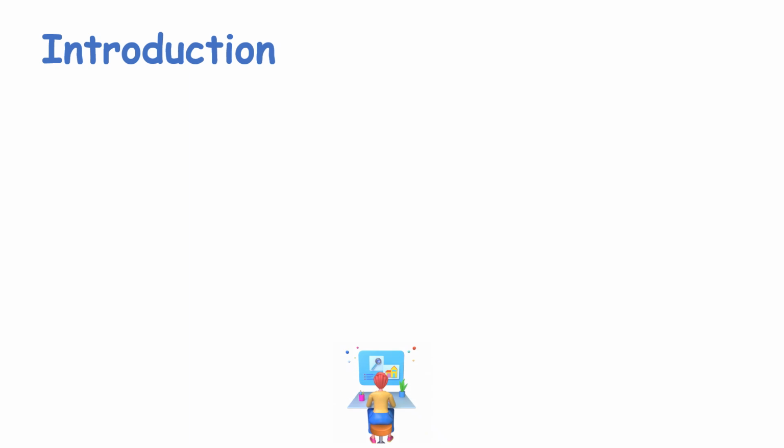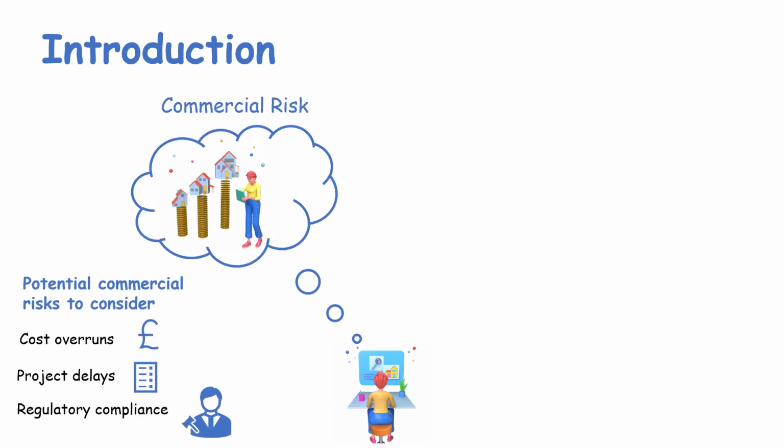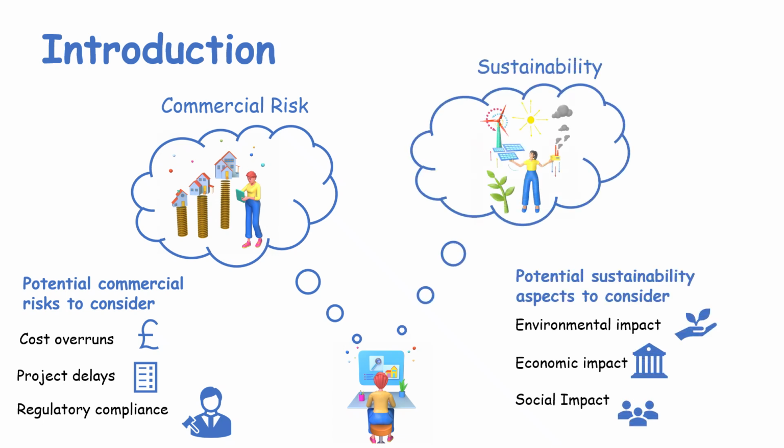Now let's come to the introduction. On the one hand, we think about commercial risks such as cost overrun, project delays, and regulatory compliance. These are potential risks that might come. But on the other hand, we think about sustainability as well, which has environmental impact, economic impact, and the social impact of the project on various stakeholders. Now, which way should we go? That's the main problem. And the project also has various other factors to take care of.